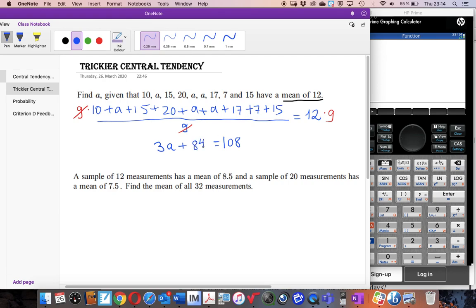Okay, from there on, subtract 84 from both sides. And we are going to get 24, I believe. And so a is equal to 8. If you wanted to be diligent and just check yourself, then you could substitute 8 for these values, and when you average them all out, you should have the answer of 12. All right, two more, moving right along.